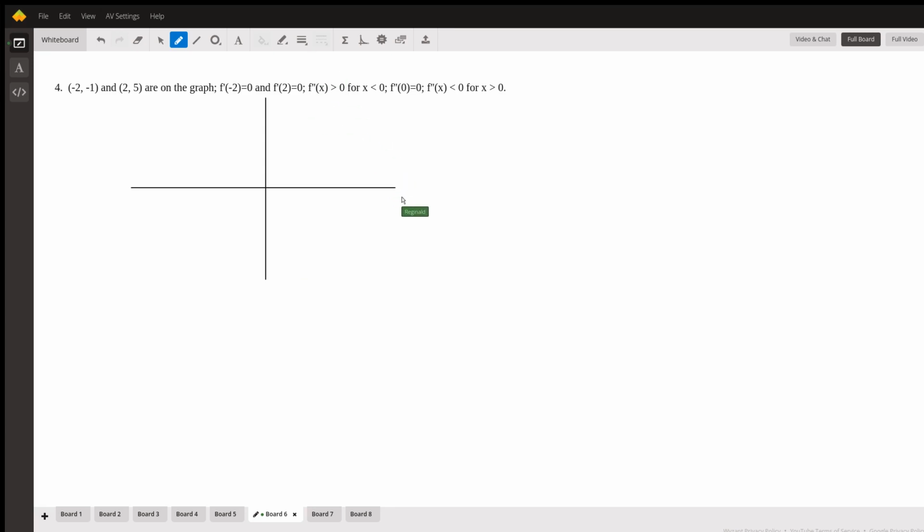Let's stick with green. So we got x, and we have y. All right, so we have 2 coordinate points on the graph, -2, -1. So we'll put a point here. Then we have 2, 5. Put a point here.